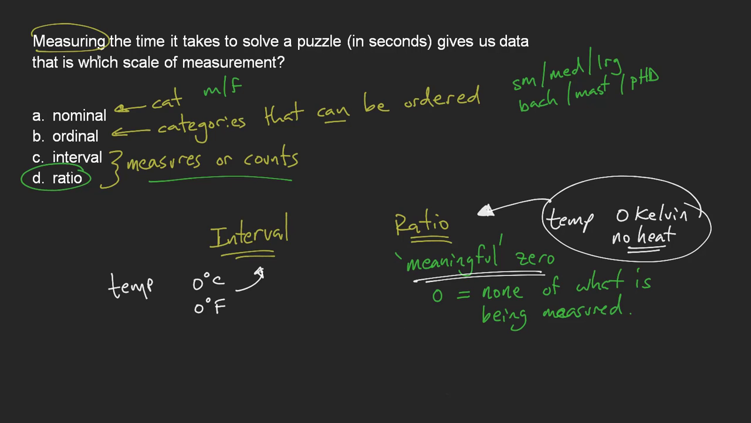So what about measuring time like we are in this case? Well, like I said, 0 would mean that there is no time, so we do have ratio data.